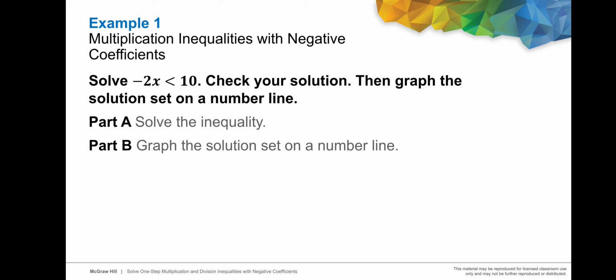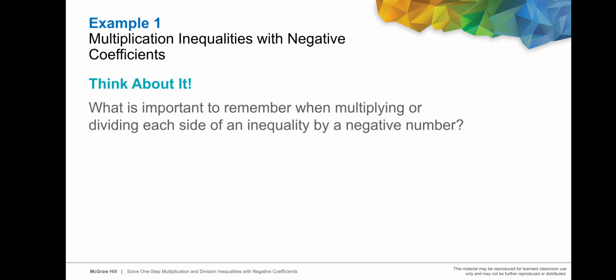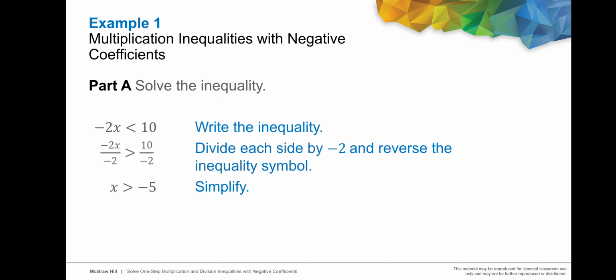For example, let's go to example 1 from the book. Solve negative 2x less than 10. Check your solution, then graph the solution set on a number line. As you can see here, this is our inequality: negative 2x less than 10. Now, since it's multiplication between negative 2 and x, the inverse operation for it is division. So I will divide both sides by negative 2.